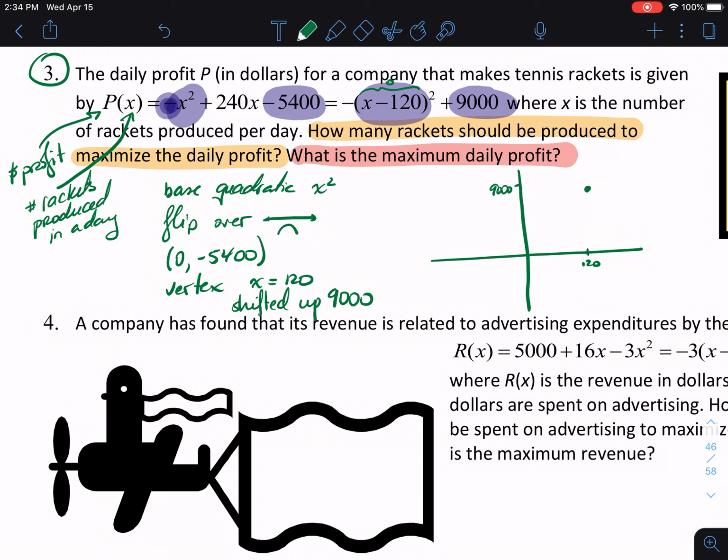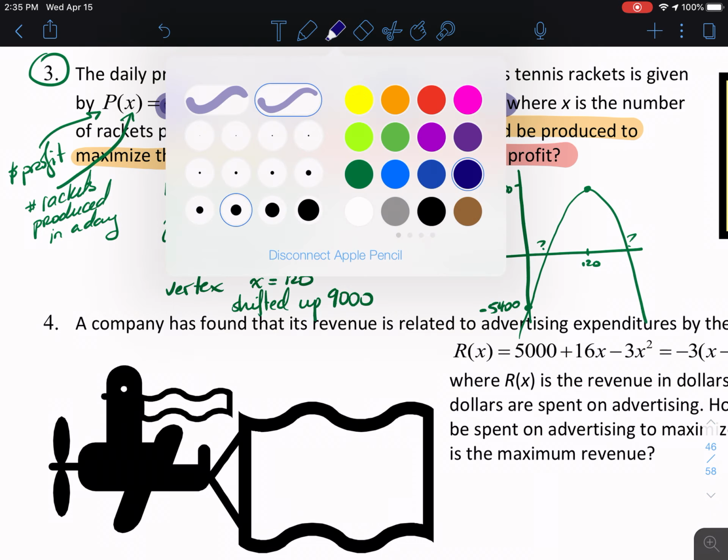And what's also going to happen is that it's going to cross the y-axis somewhere at minus 5,400. So it's going to look something like this. We don't know these locations. We could if we were able to figure out the factored form, right? Because we were able to do that with Algeblocks. But at this point, we don't. However, we can see if we can answer the question, how many rackets should be produced to maximize the daily profit?